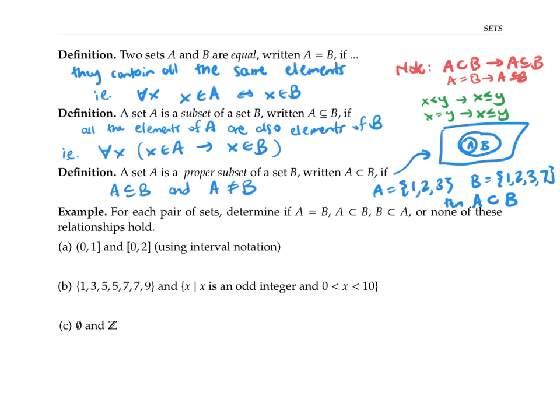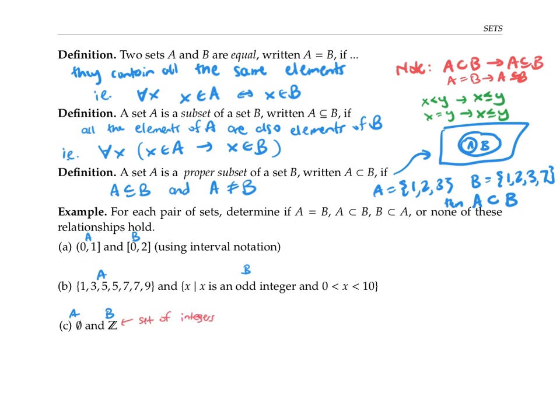For each pair of sets below, we'll call the first set A and the second set B. See if you can figure out whether A is equal to B, A is a proper subset of B, B is a proper subset of A, or possibly none of these relationships hold. Note that this letter Z represents the set of integers.